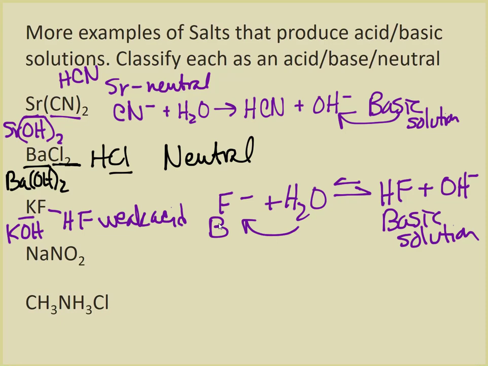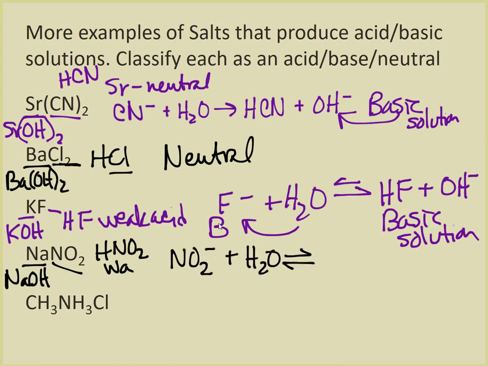Sodium nitrite is what this one is. So sodium is from NaOH. The NO2 is from HNO2, so this is nitrous acid. Because this is a weak acid, I'm going to make a basic solution. So NO2 added to water is going to take a hydrogen ion from the water, and it's going to make hydroxide, so this is going to be a basic solution for this salt.